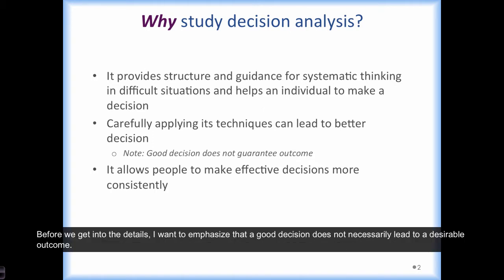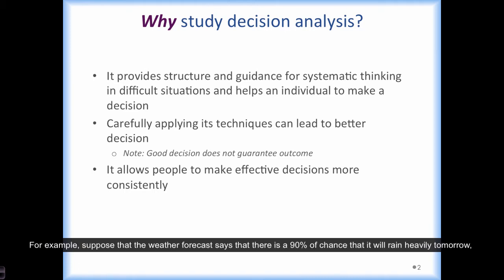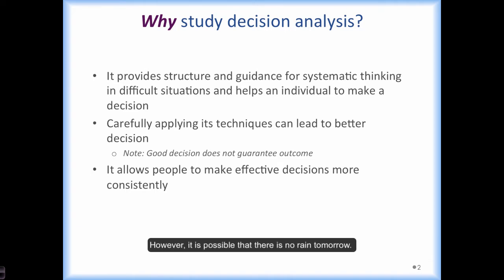Before we get into the details, I want to emphasize that a good decision does not necessarily lead to a desirable outcome. For example, suppose that the weather forecast says that there is a 90% chance that it will rain heavily tomorrow. Then, it is a good decision for me to bring an umbrella when I head to school tomorrow morning.